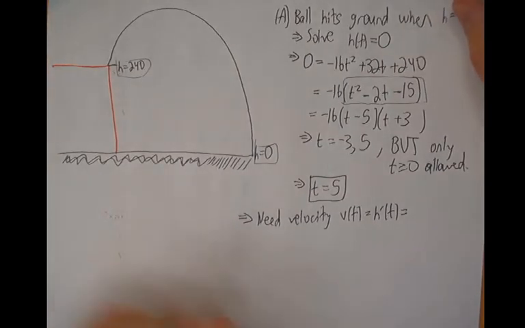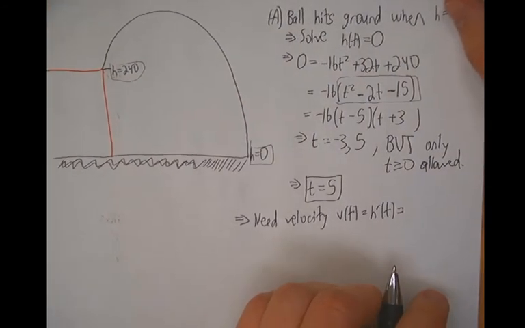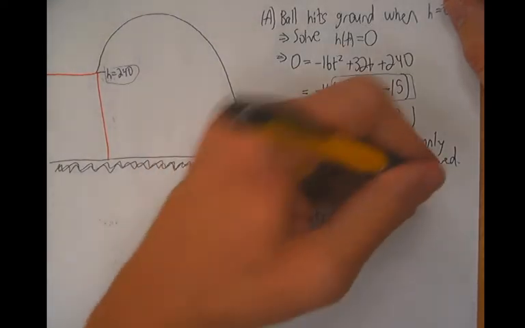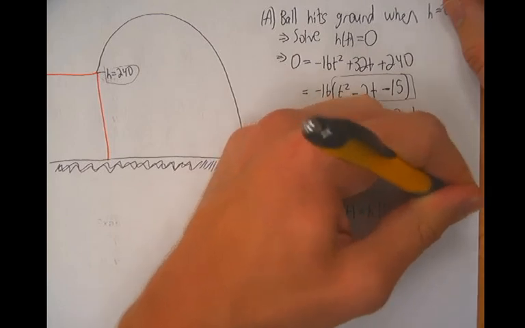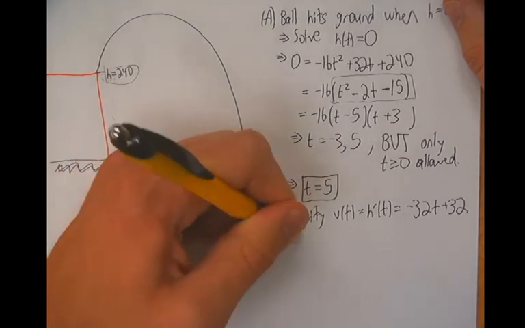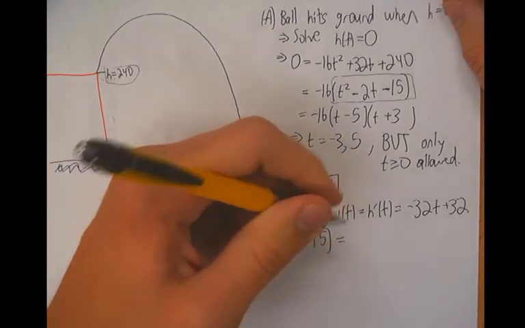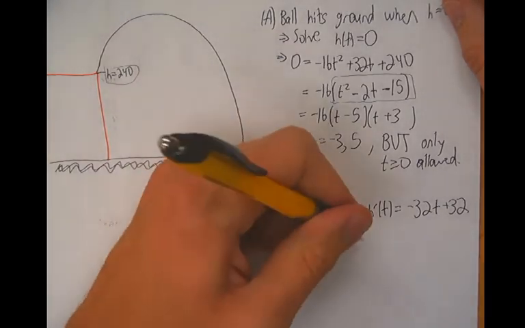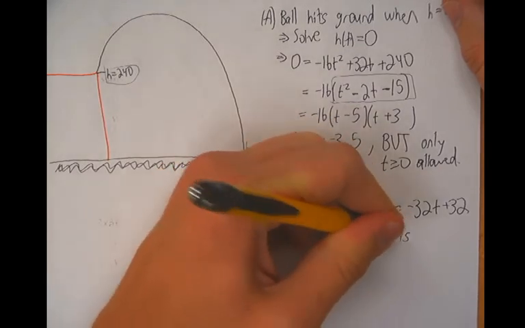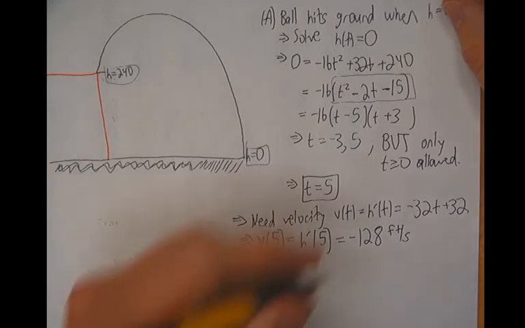So v of t equals the derivative of height. If we take the derivative, we should get what out of this? Yep, negative 32t plus 32. So then that'll tell us that the velocity at time t equals 5 is just h prime at 5, which, if you let t equal 5 in here, you should get 128, in this case, feet per second, because our units of height are in feet now. Okay?